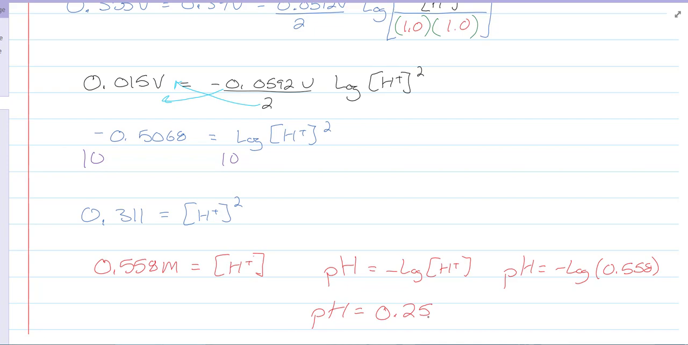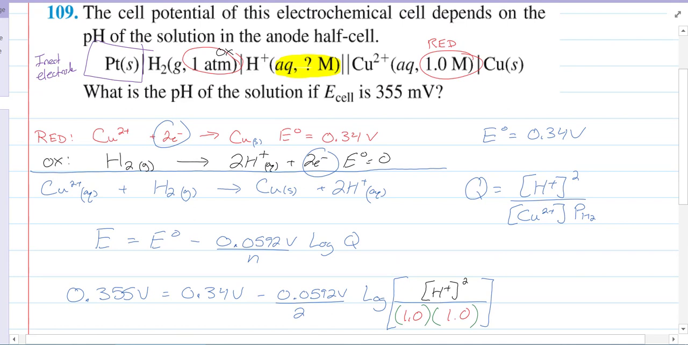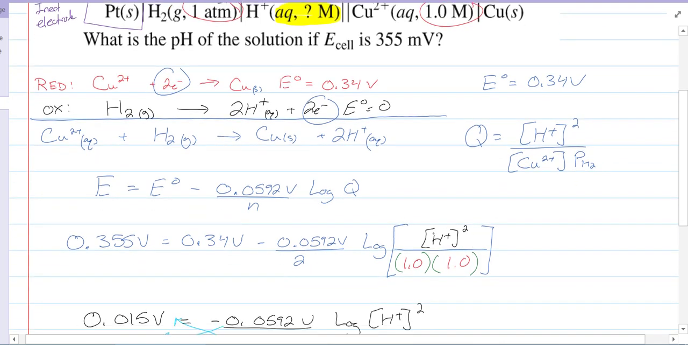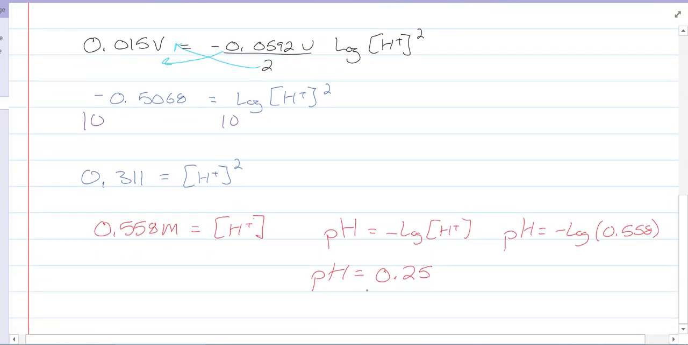Sounds good. So recapping, what do we do with this problem? I had to figure out the standard cell potential, figure out Q, what the expression for Q is, and just plug everything into the Nernst equation and solve for the concentration of H plus, which pH ends up being 0.25.